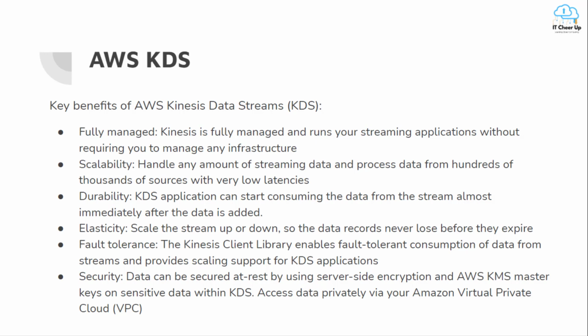It can scale the stream up or down, so the data records are never lost before they expire. The Kinesis Client Library enables fault-tolerant consumption of data from streams and provides scaling support for KDS applications. Data can be secured at rest by using server-side encryption and AWS KMS master keys on the sensitive data within the KDS. Access data privately via your AWS VPC.